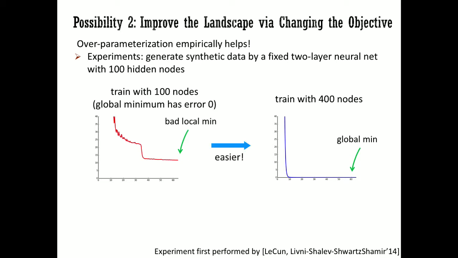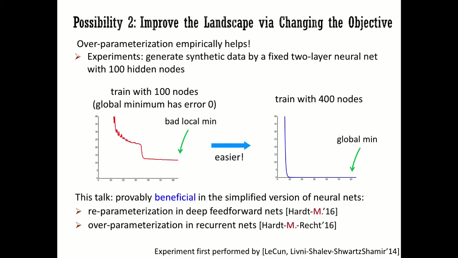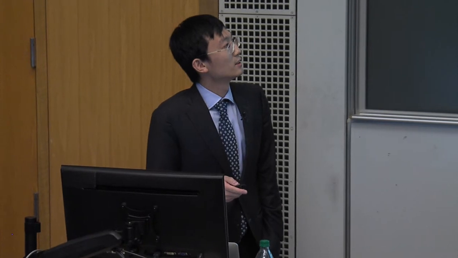We couldn't formally prove anything about this special case, but what we can do in this talk is show that re-parameterization and over-parameterization are beneficial in simplified versions of neural nets. Re-parameterization is beneficial in the simplified version of deep nets, and over-parameterization is beneficial in the simplified version of recurrent nets. So this is an overview of this talk.